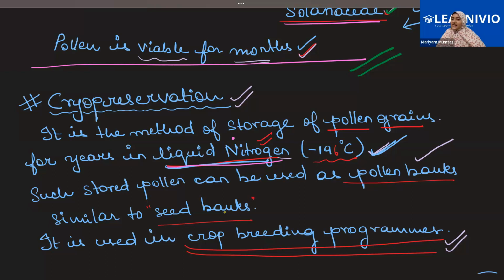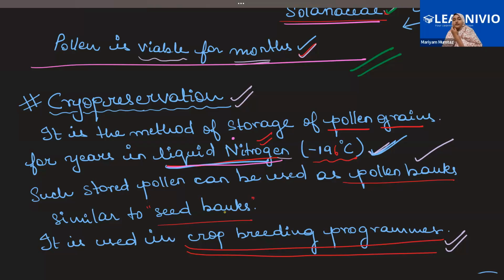Just like how we have seed banks and normal money banks, why are they there? Our money is safe in that. Whenever we want an X amount of money, we withdraw it and then we use it. Same way, the pollen banks would have stored pollen grains. So whenever we need the pollen grains, we will withdraw it and use it.